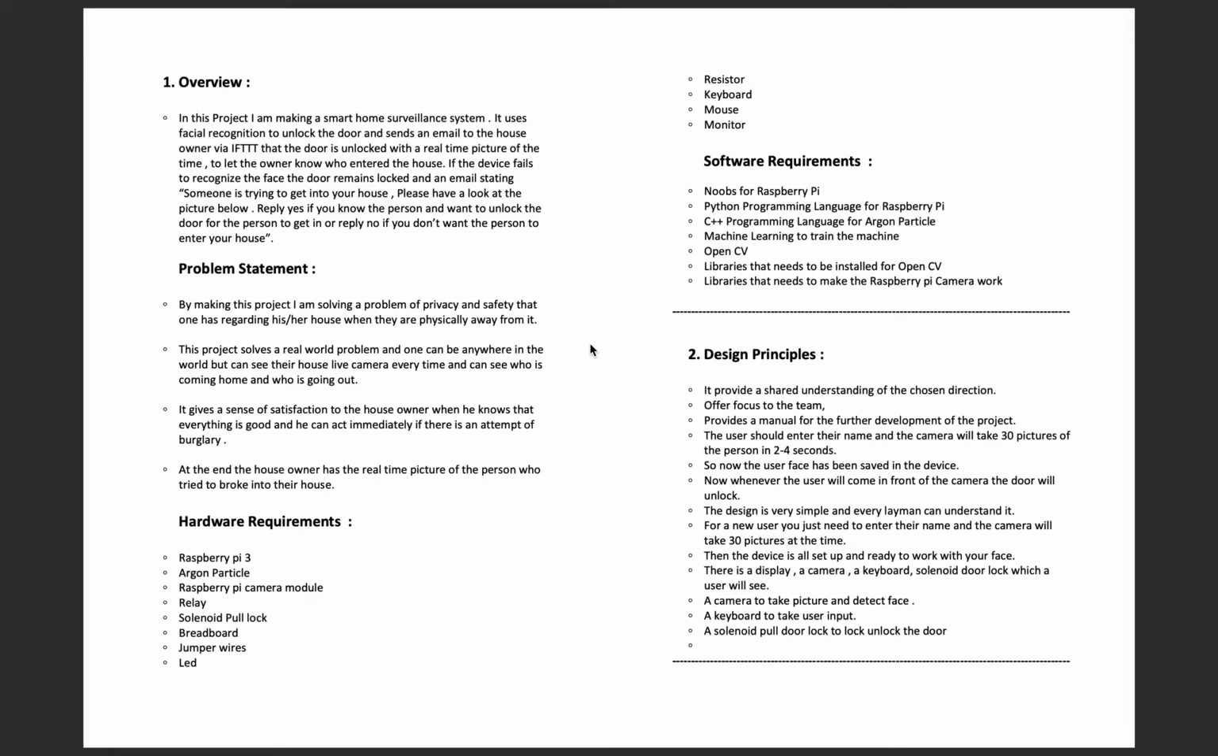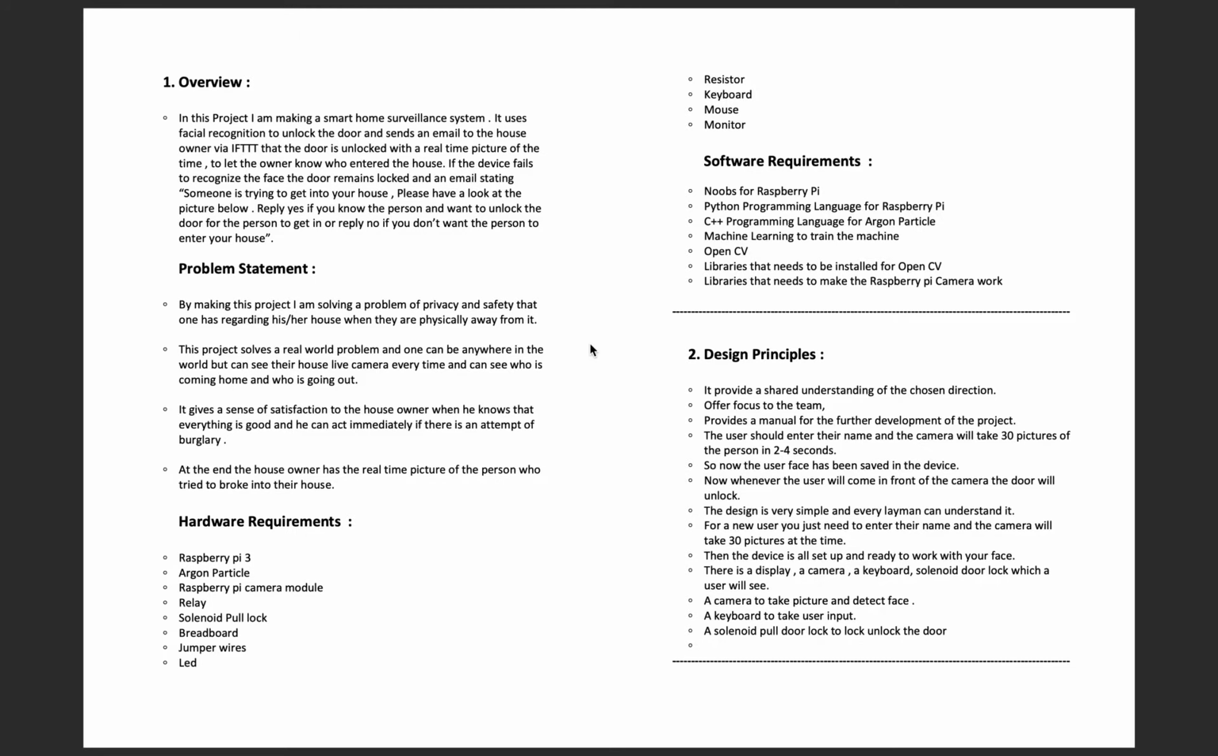To accomplish this project, you need to know programming languages like Python to code for the Raspberry Pi and C++ for the Argon Particle, and a bit of machine learning to train the machine. And to train the machine, you need to download OpenCV. That's a big file, so you need to have a lot of space left on your SD card, and a library that the Raspberry Pi camera works on as well. So these are some of the hardware and software requirements of the project.